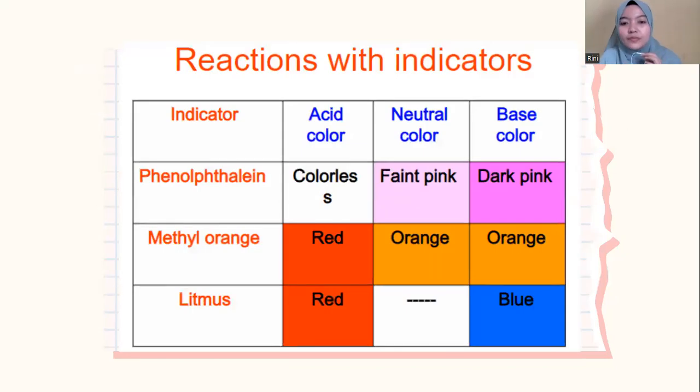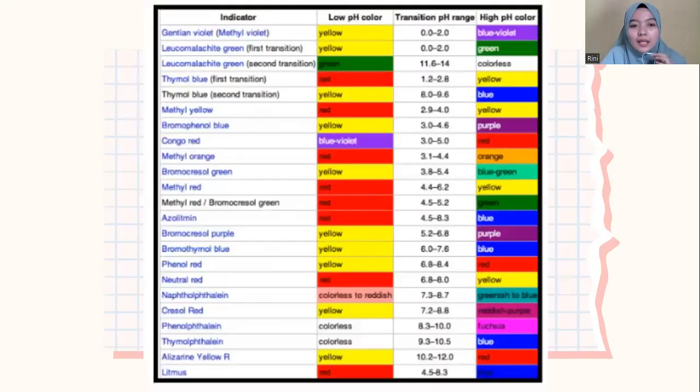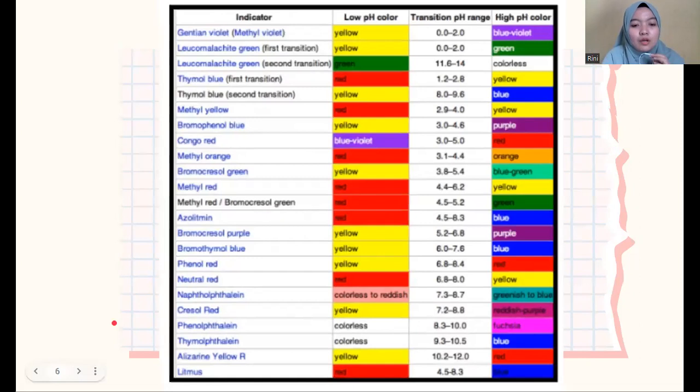One of the examples is phenolphthalein, which is colorless in acid and turns pink in a base, and when we put it into a stronger base, it becomes a dark pink. Let's look at the detailed range of phenolphthalein. For phenolphthalein, the detailed range is 8.3 until 10. So we can't know the exact pH from a phenolphthalein indicator alone.